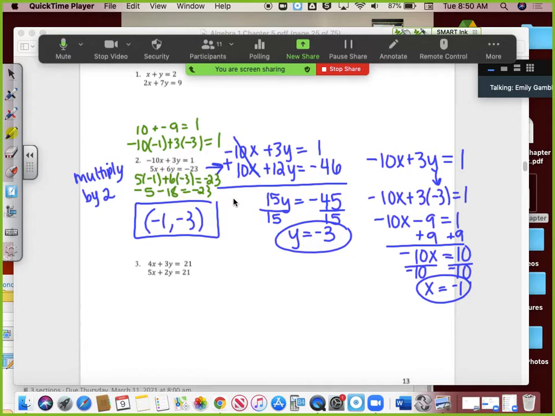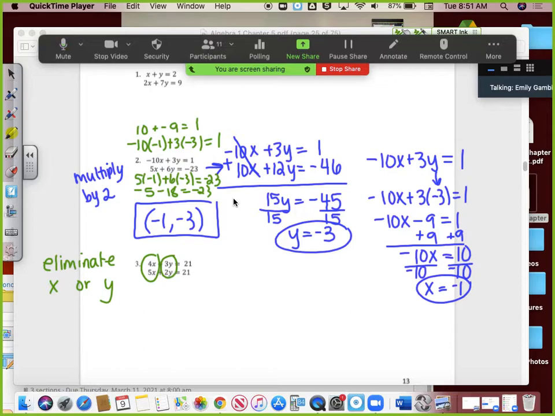Number 1 and number 2 were kind of simple problems because you only needed to take one equation and multiply it by a number, and then you could solve from there. Number 3 is a little more difficult, because we can either eliminate x or eliminate y. Looking at number 3, here are the x numbers, 4x and 5x. Here are the y numbers, 3y and 2y.